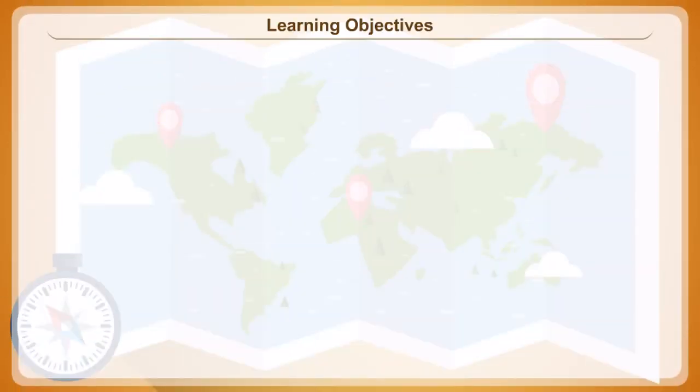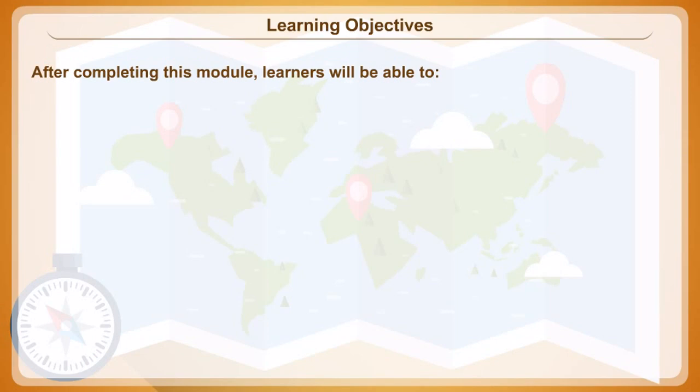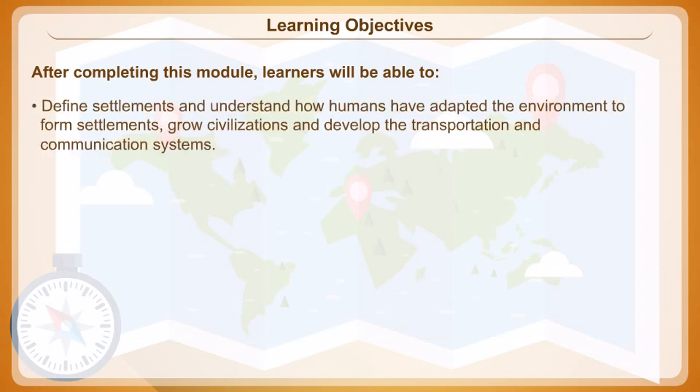Learning objectives. After completing this module, learners will be able to define settlements and understand how humans have adapted the environment to form settlements, grow civilization, and develop the transportation and communication systems.